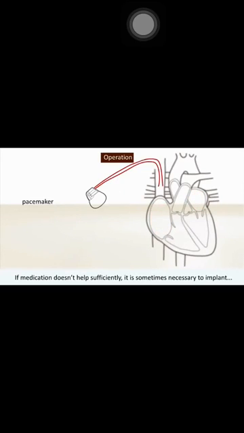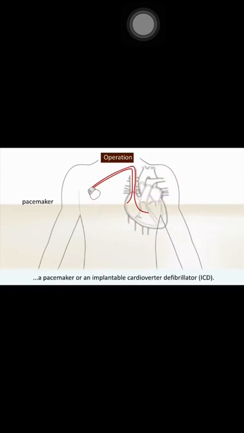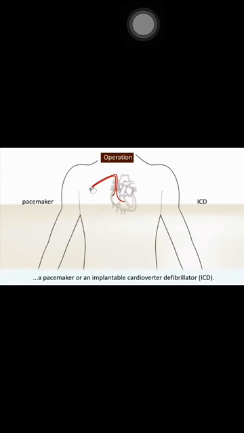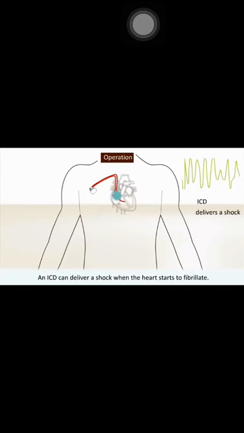If medication doesn't help sufficiently, it is sometimes necessary to implant a pacemaker or an implantable cardioverter defibrillator, ICD. A pacemaker regulates the rhythm of the heart if it's too slow. An ICD can deliver a shock when the heart starts to fibrillate.